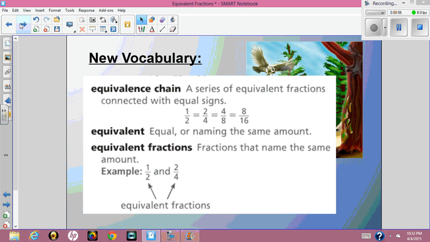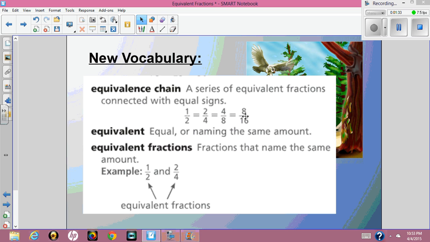Now, these are some new terms that we are going to be discussing, some new vocabulary: equivalence chain, equivalent, and equivalent fractions. First of all, an equivalence chain is a series of equivalent fractions connected with an equal sign. These are all fractions that are equal value. For example, we have 1/2 is equal to 2/4, which is equal to 4/8, which is equal to 8/16.